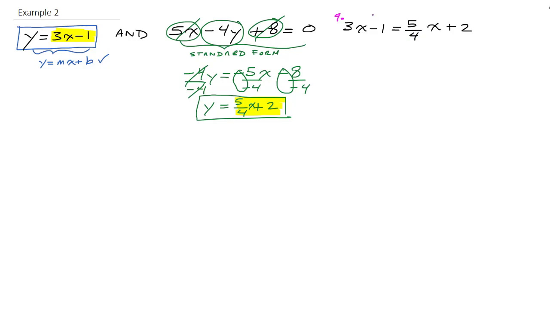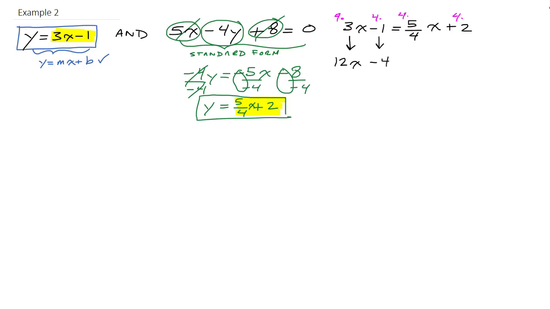4 times this, 4 times that, 4 times that, and 4 times that, right? I'm going to multiply everything by 4. So what's 4 times 3x? Well, 4 times 3x is 12x. What's 4 times negative 1? Negative 4. Now here's where we got to watch out.